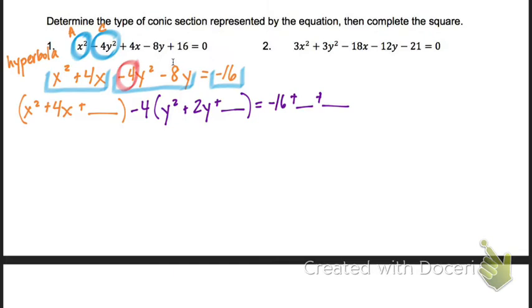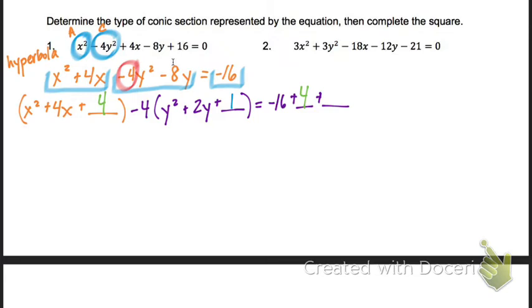Okay, from here, what is going to go in my x blank? 4, because I take half of 4 and then square it, it becomes 4 here, 4 here. What number is going to go in my y blank? 1. So you put a 1 here.